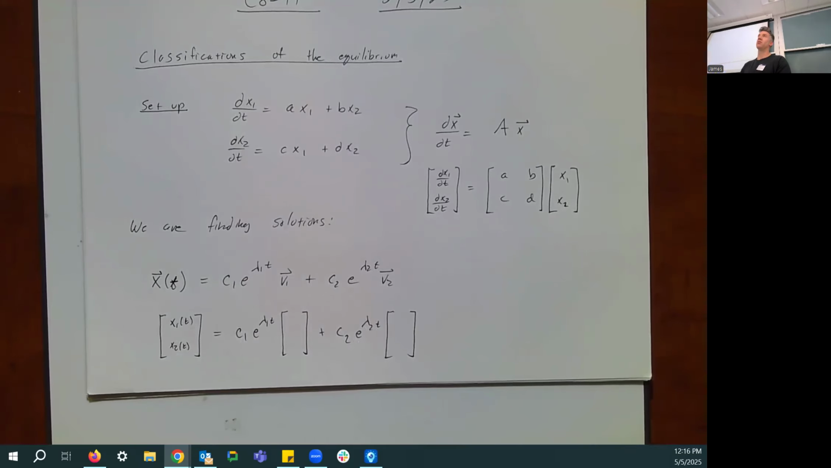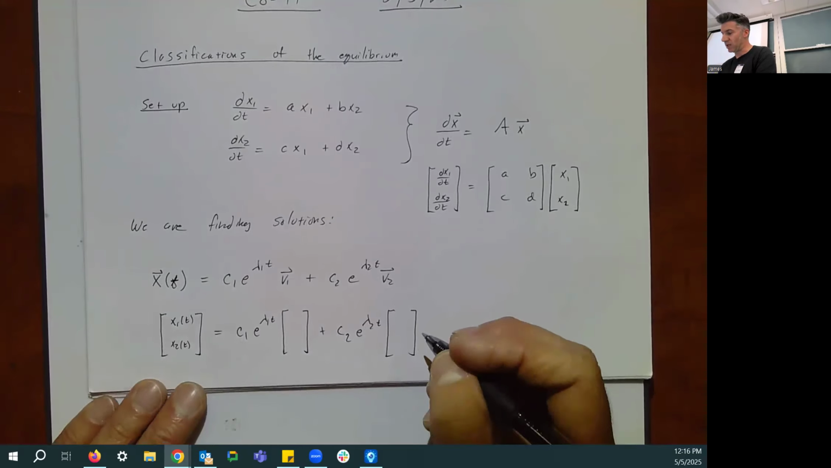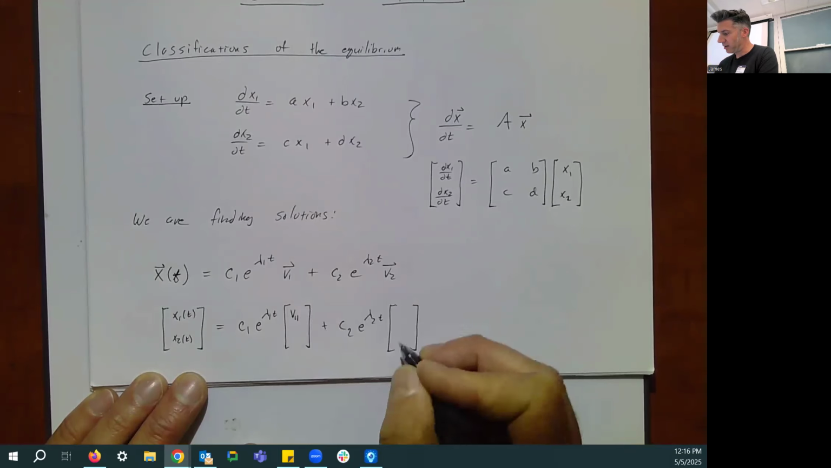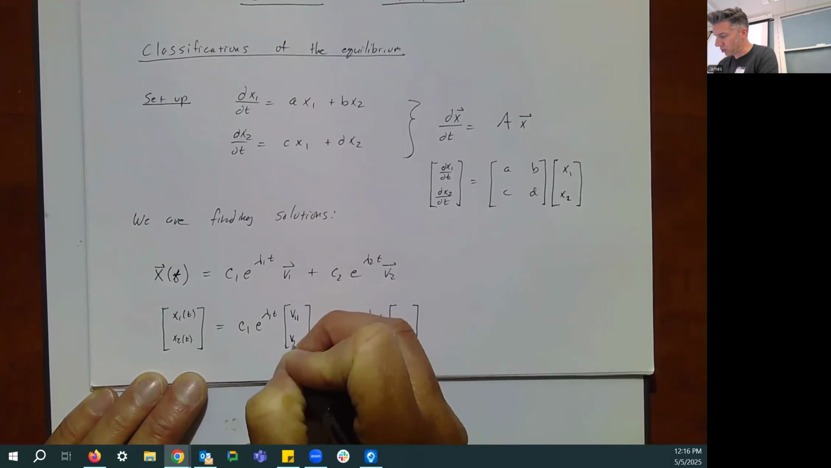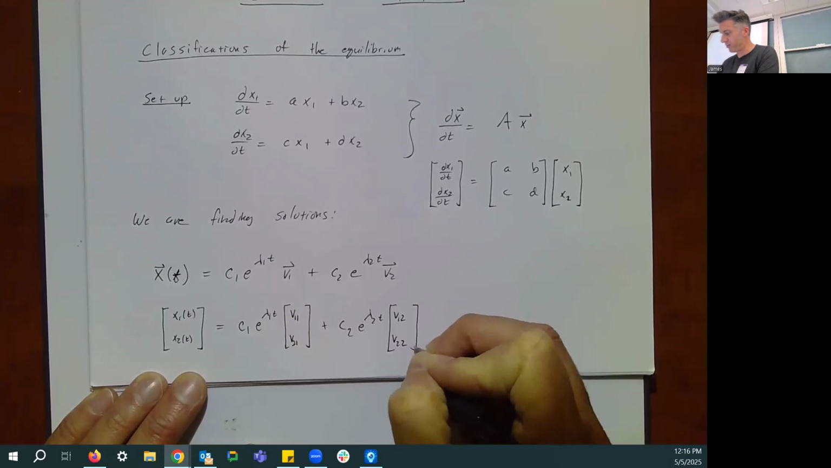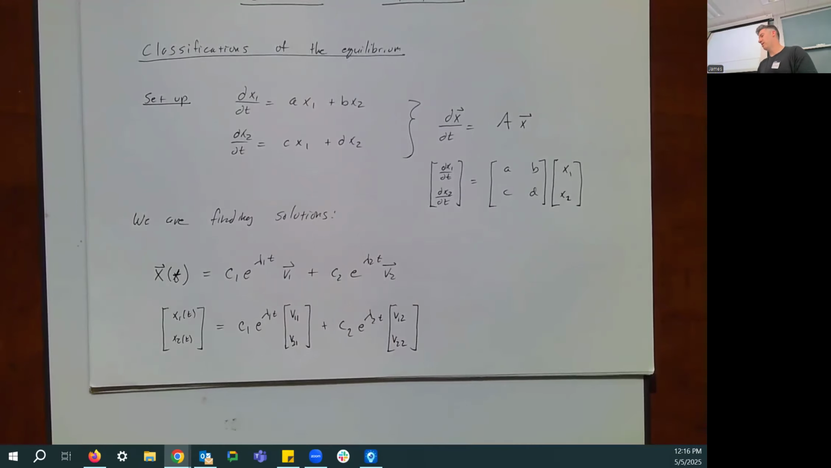I'll try to use some somewhat typical notation here. I'm going to write this as v11 and v21, and this is v12, v22. There is a not terrible reason for that notation, but I wouldn't sweat it too much. We're usually just finding the numbers there, so don't worry about that a lot.